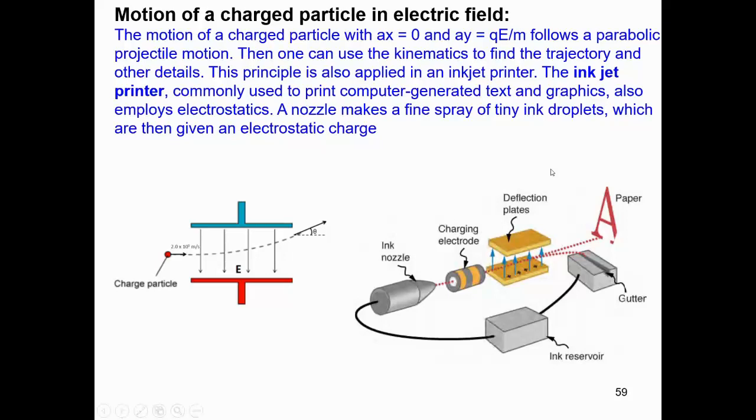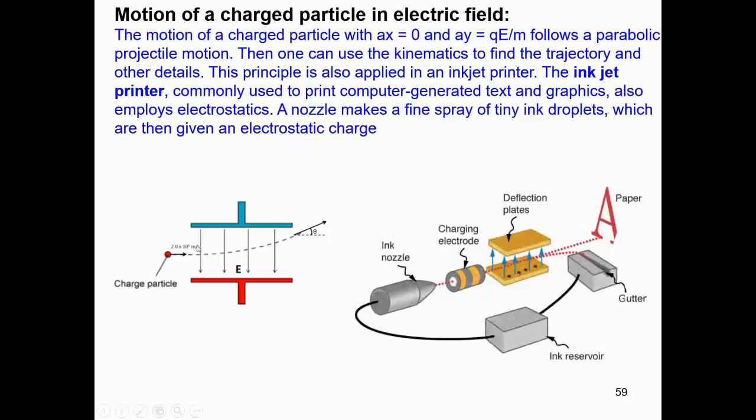Next, this is an example of the motion of a charged particle in electric field. How does a charged particle behave in electric field? Just like how does a mass behave in a gravitational field, it's a projectile motion. So this is exactly the same.